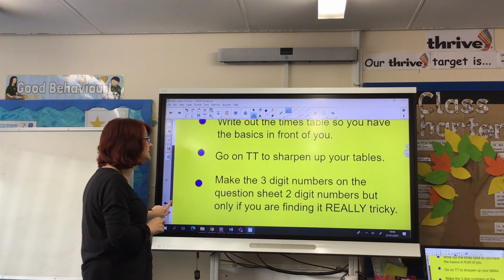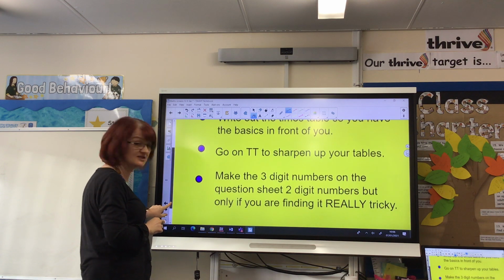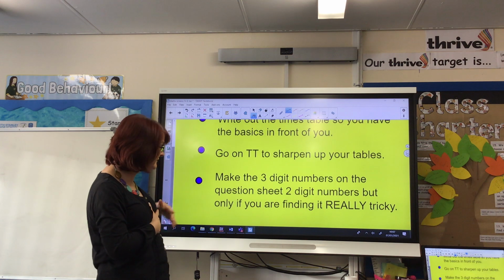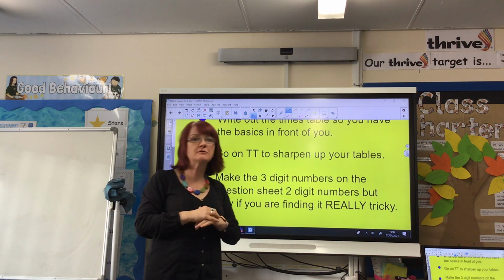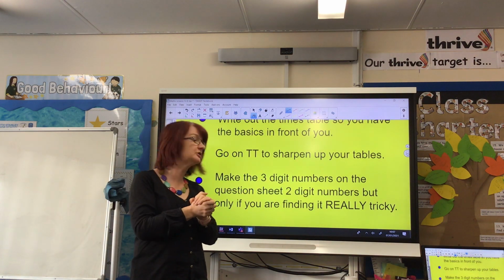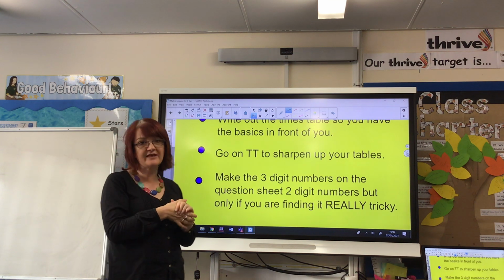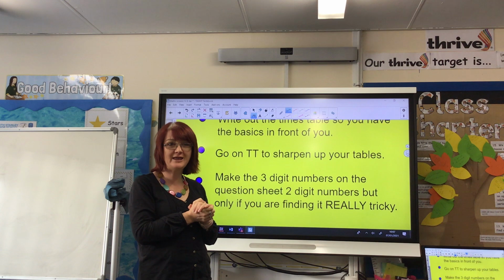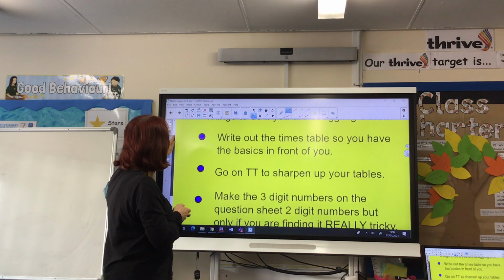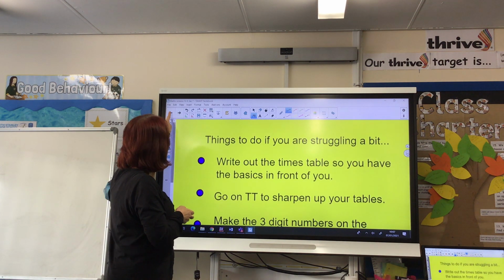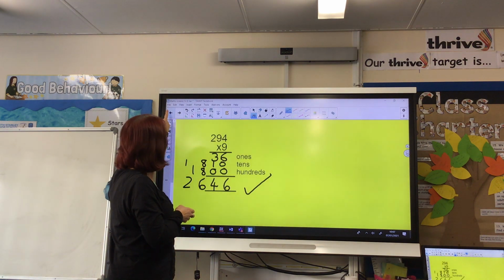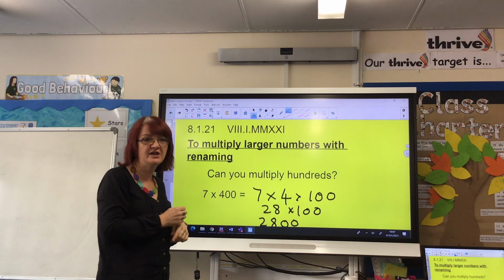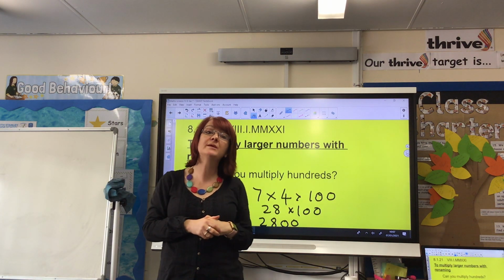If you are absolutely struggling and this is too much for you, you're really finding it very stressful, you can always make the 3-digit numbers back to 2-digit numbers, try that with a bit of renaming, and then upload the work for me to see. There are a few things there to help you out if you are struggling. There's also this video for you to go through again to see the method that we've been learning about. You're all doing brilliantly.